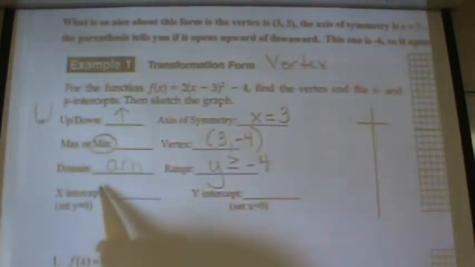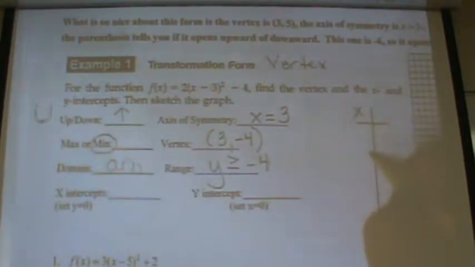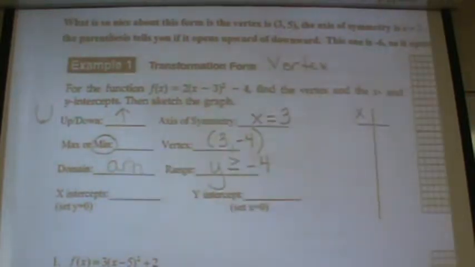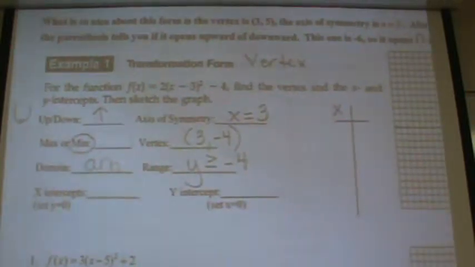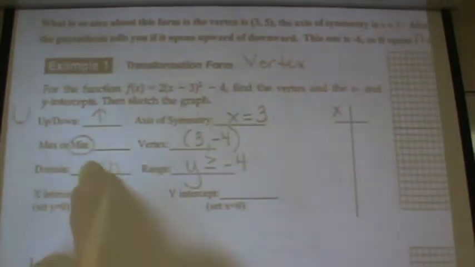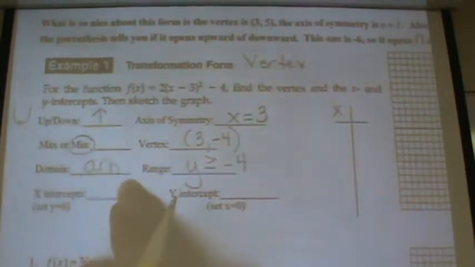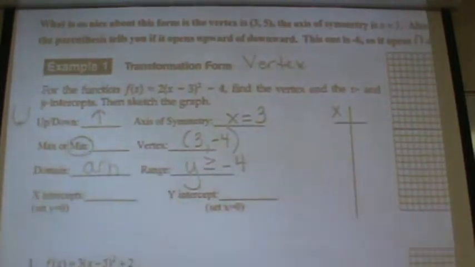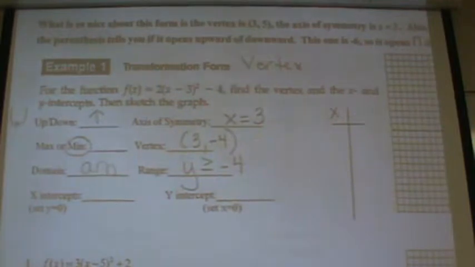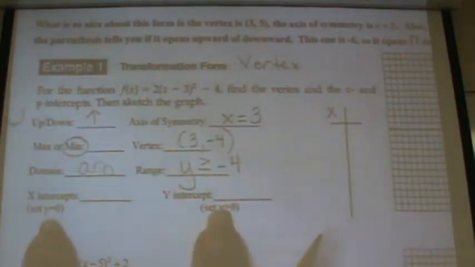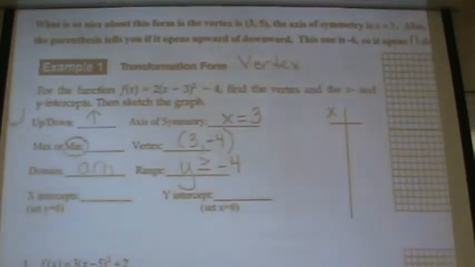Now, why is the domain all real numbers? Because you can put any number you want in for x. It's not like you're taking the square root of a negative number. You can put any number you want in for x, from negative infinity to infinity. Now, these two pieces, you need a little bit of math to do.